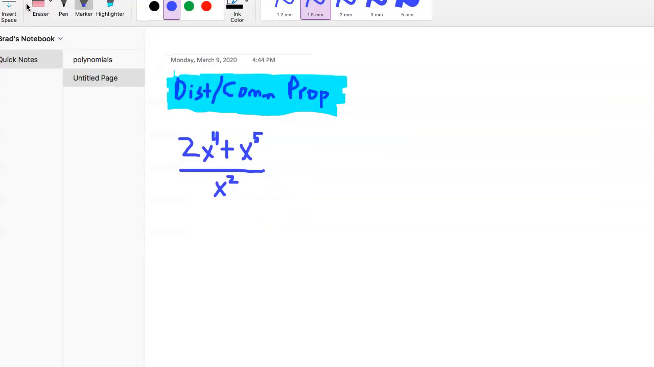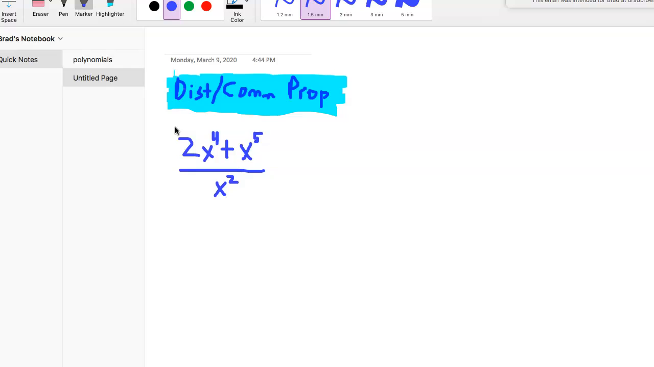So we're going to take a look at distributive and commutative property. This first problem that you see here is really the one that people get hung up on the easiest. This is a form of distributive. So really what we're going to be doing is, you see we have 2x to the fourth plus x to the fifth divided by x squared.